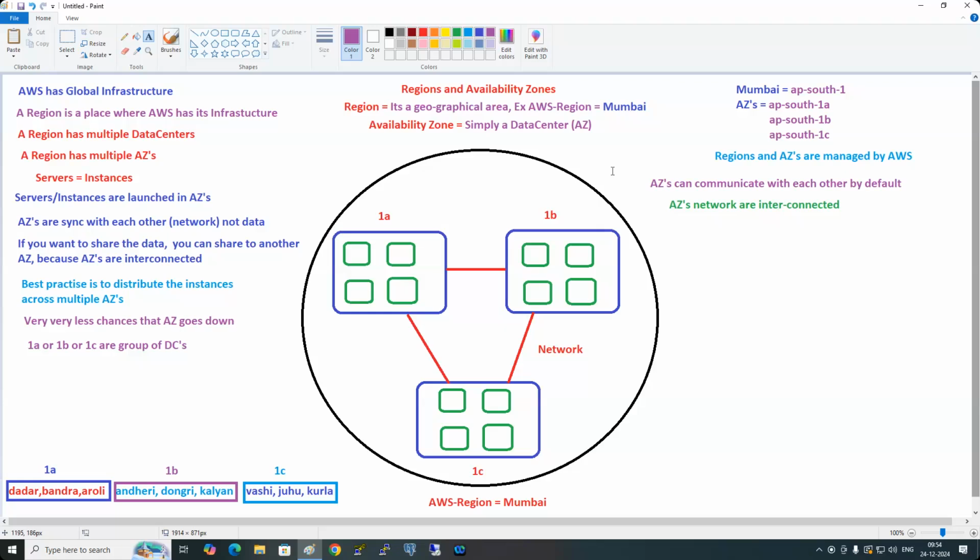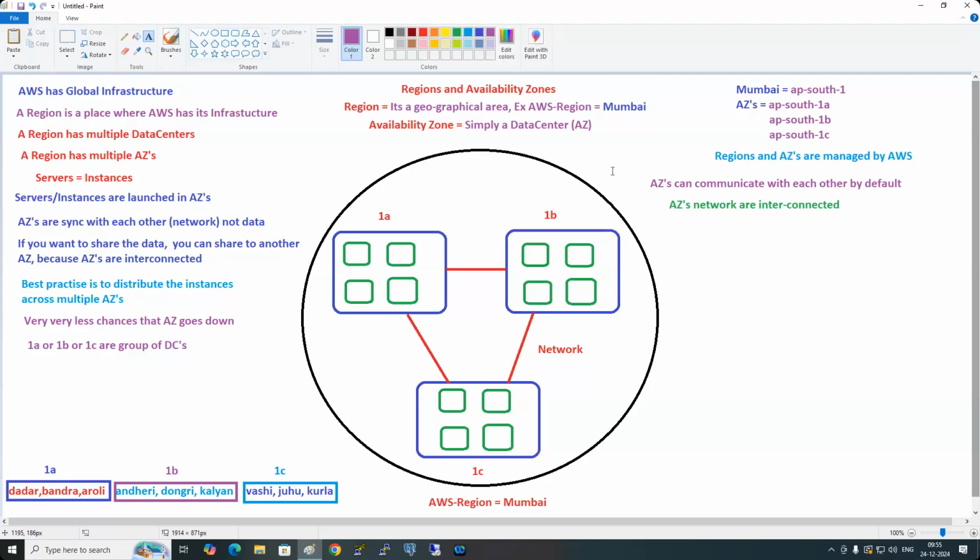And are availability zones interconnected with each other or not? If I launch one EC2 instance in 1a and another EC2 instance in 1b, can they communicate with each other? Yes. But if I put some data in one EC2 instance in 1a, will that same data be automatically available in another EC2 instance in 1b? No. By default, no.